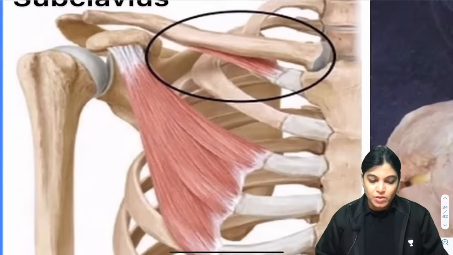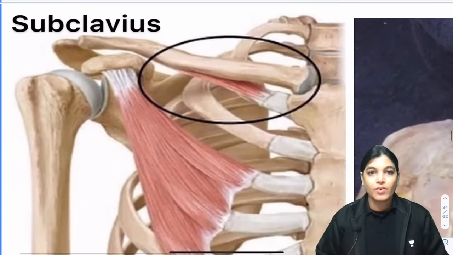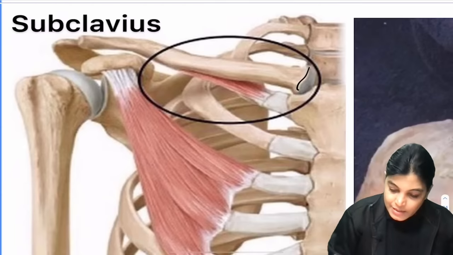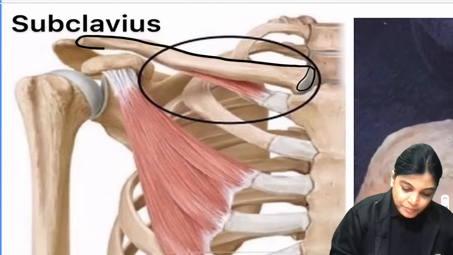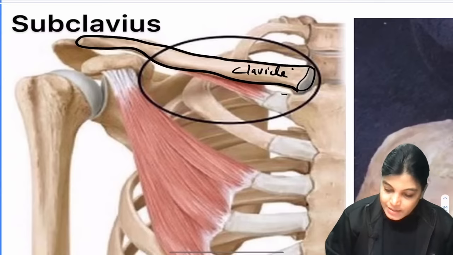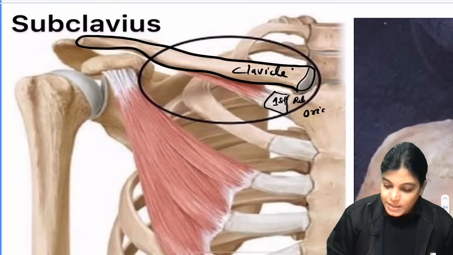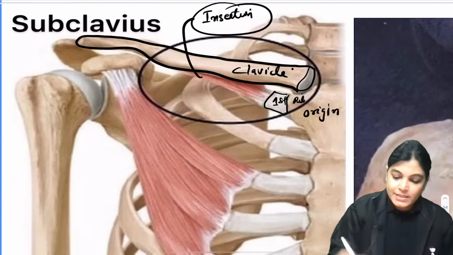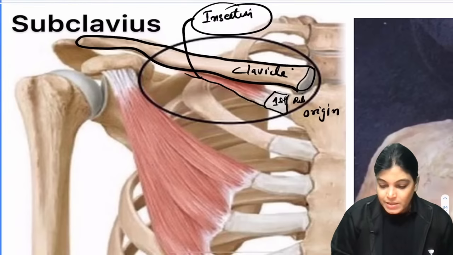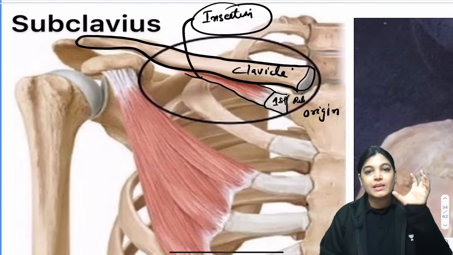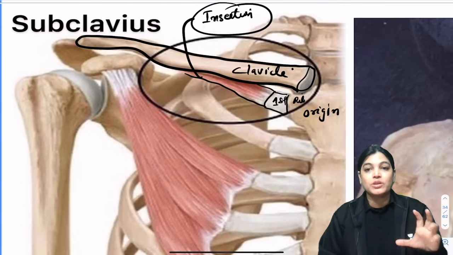So here, just concentrate. I think this will help you to understand better. This is the sternal end of the clavicle. This is the acromial end of the clavicle. This is the clavicle bone. And this is the costochondral junction for the first rib. This is the first rib. So origin is from the first rib and insertion is into the inferior aspect of the clavicle, in the subclavian groove. Is it okay? The diagram is clearly showing you the origin and insertion of the subclavius muscle.